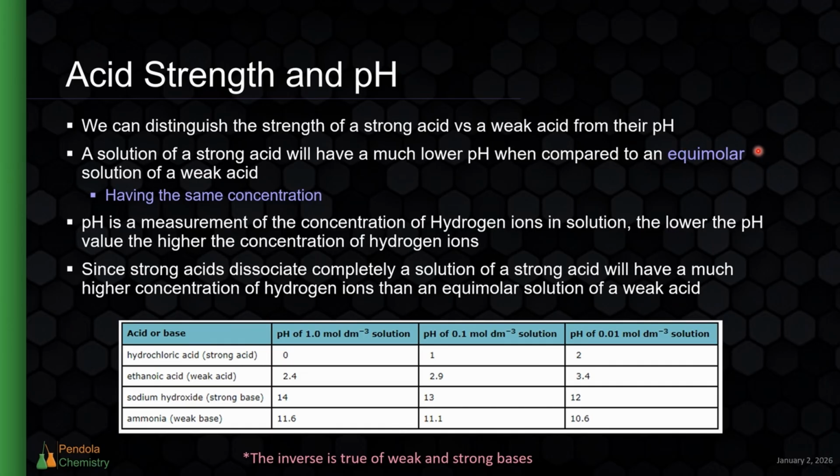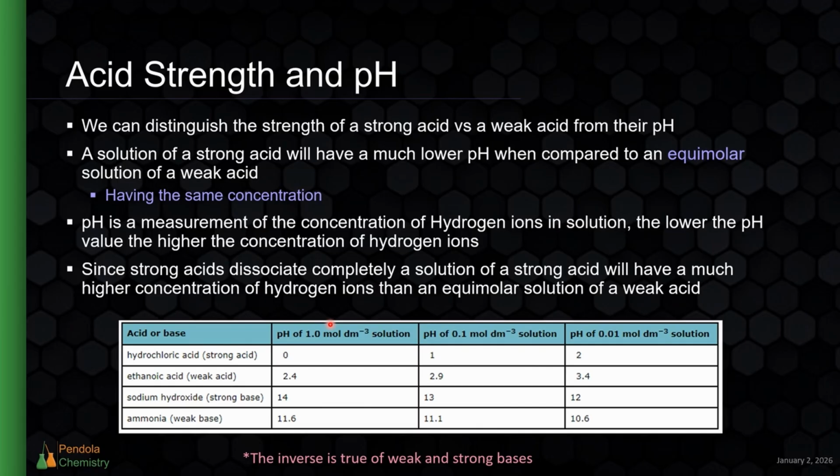What is an equimolar solution? Equi means the same. Molar means molarity or concentration. Equimolar solutions are solutions that have the same concentration. So we can see that right here, for example. When we compare the pH of a hydrochloric acid solution versus an ethanoic acid solution, if we compare the pH of a 1 mole per cubic decimeter solution of each of those, the pH of the hydrochloric acid, which is a strong acid, is 0, whereas the pH of the ethanoic acid, which is a weak acid, is 2.4 when it's a 1 mole per cubic decimeter solution.